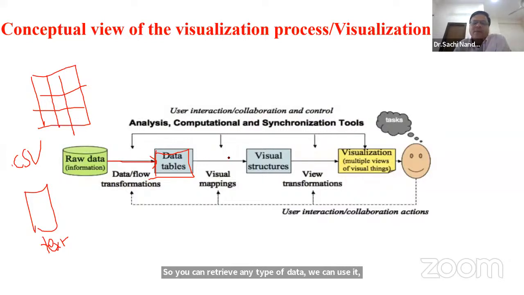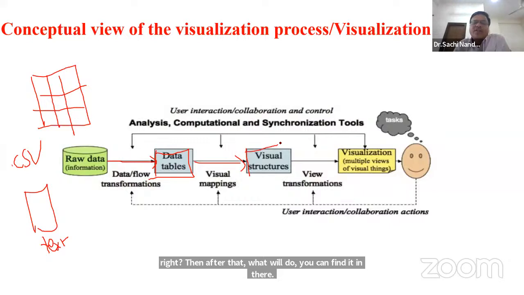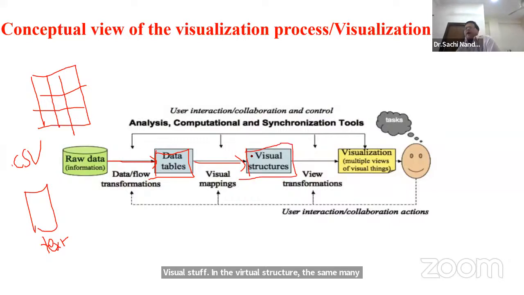Then after that, what we'll do is find it in a visual structure. There are many types of visual structures. We can use a pie chart, a bar chart, a heat map, a circular chart, a ring chart, any type of visual format you can put. But how to design the visual structure depends upon what type of data set you have.